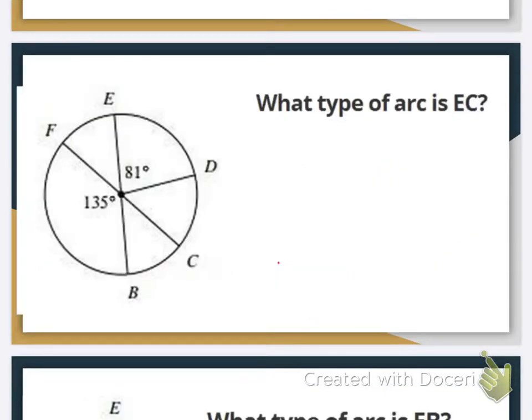Okay, our next one says, what type of arc is EC? Well, EC here, you see it is not more than half the circle. It's only named by 2 letters, so we know this is going to be a minor arc.